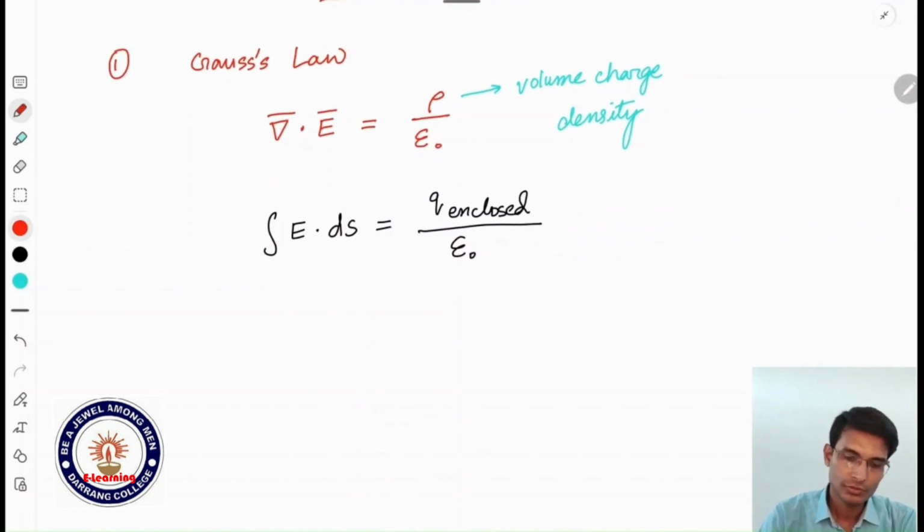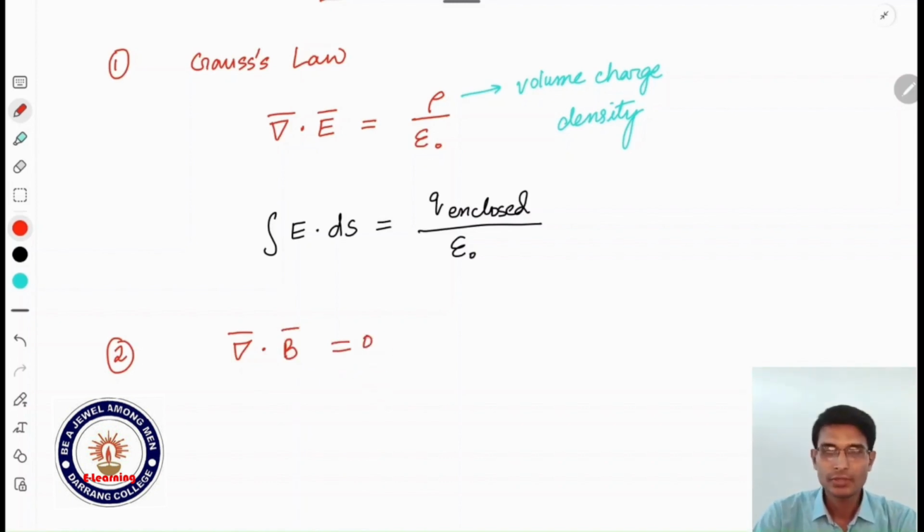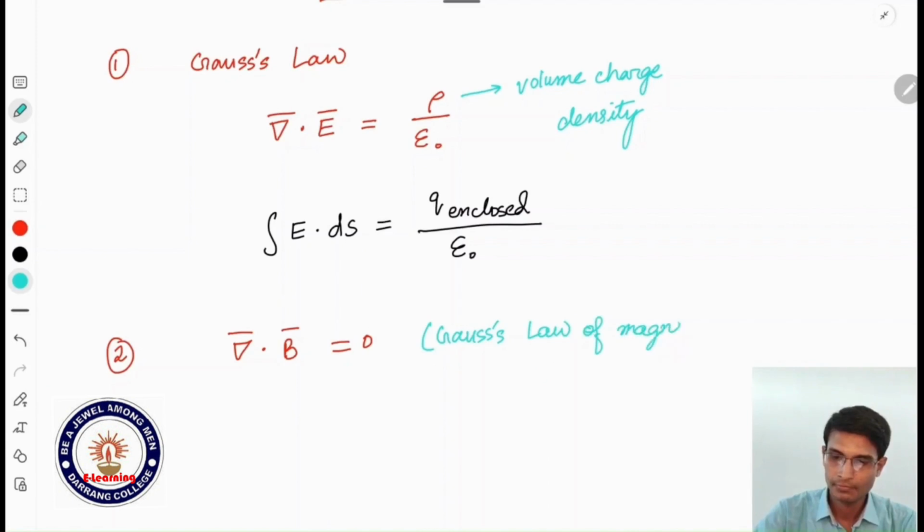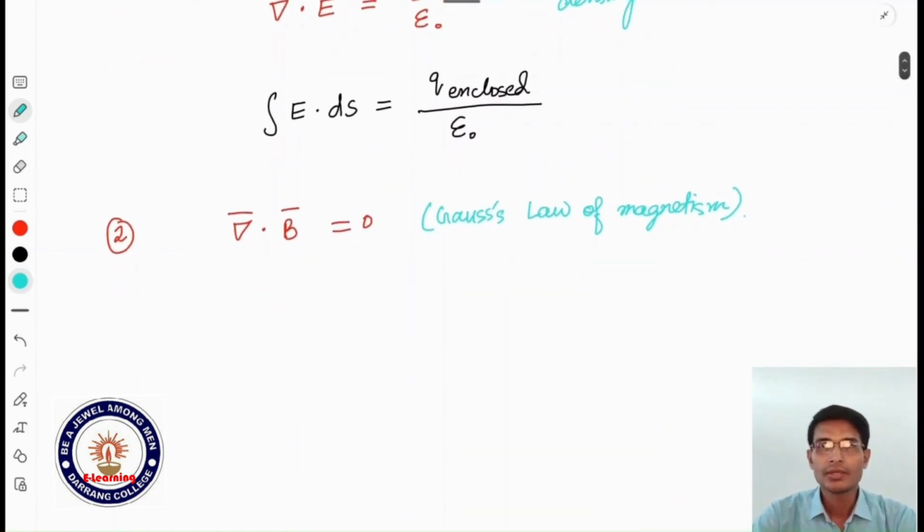So the second Maxwell's equation is the divergence of magnetic field is equal to 0. In some books, the second Maxwell's equation is also called Gauss's law of magnetism. It means that the net magnetic field coming out of a surface is always 0.